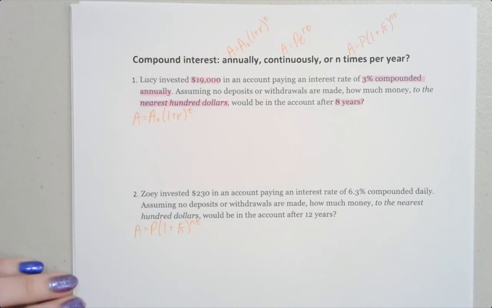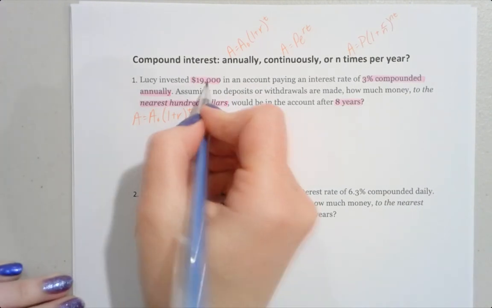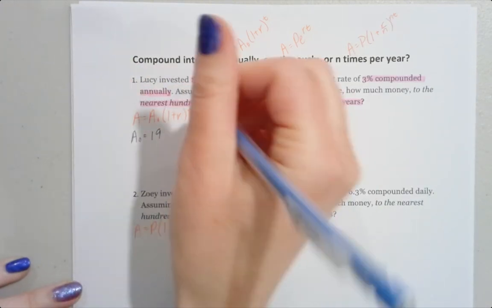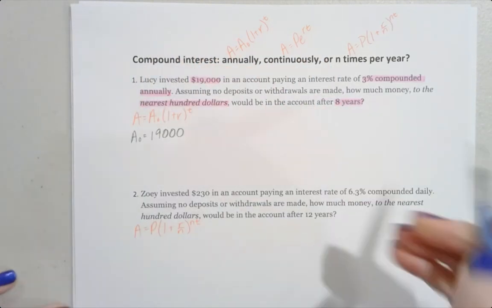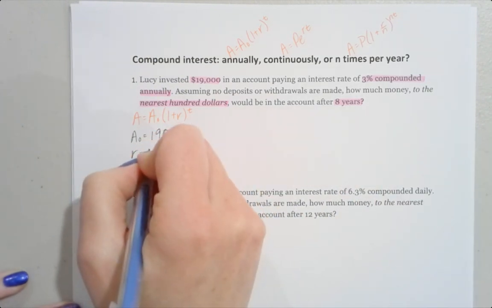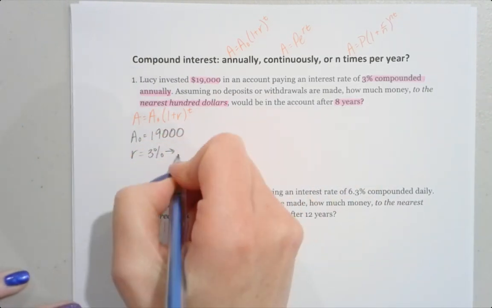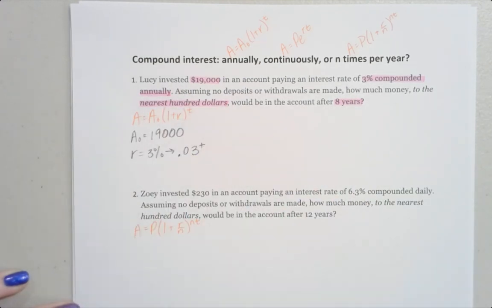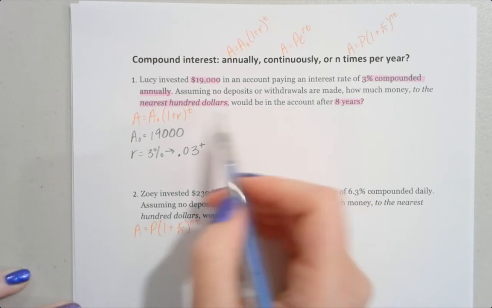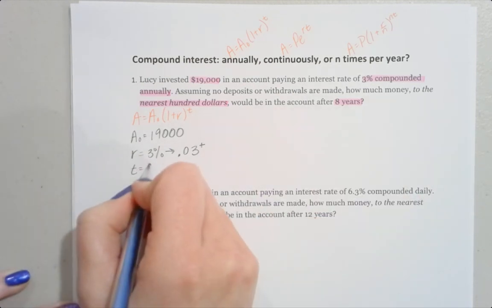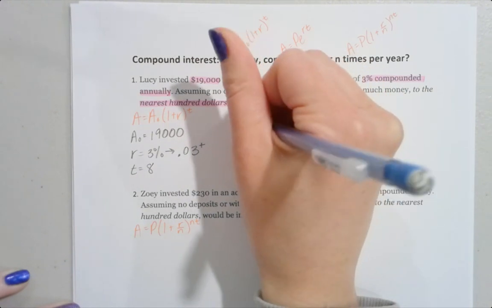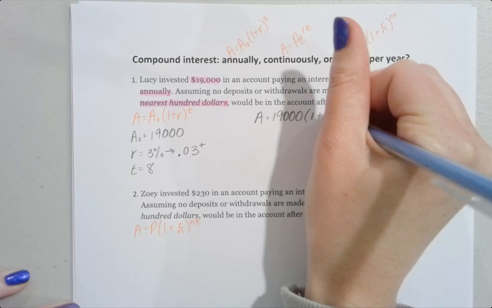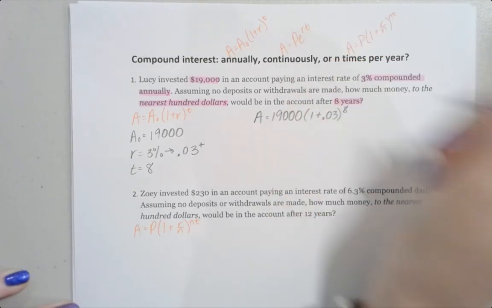So let's write down what we've got. So we've got $19,000. So that's the original amount of money that we're going to invest. Okay, we've got 3%, that's our rate, and if we change 3% into its decimal form, then we've got 0.03, and it's interest on money, so we're going to be adding this interest. And then we've got 8 years, which is our time, so we can go ahead and plug in. So we've got 19,000 times 1 plus our rate, because we are gaining interest on this money for 8 years.